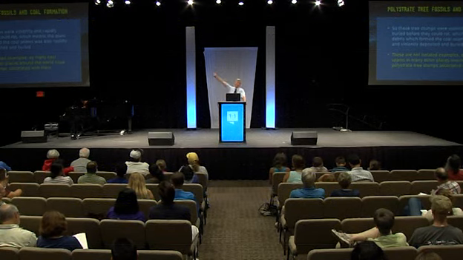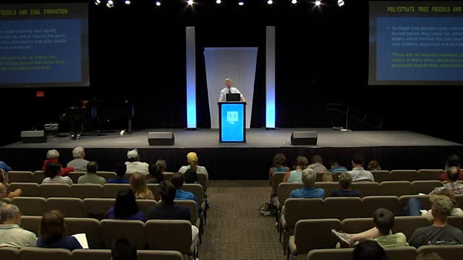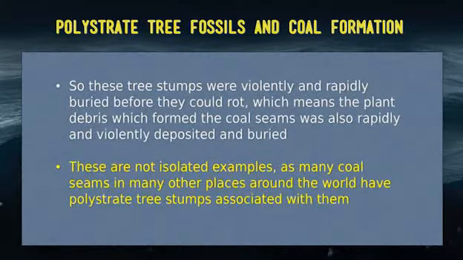You know, that top coal seam had to accumulate all that vegetal matter so rapidly that the tree stump sticking up there didn't rot away. But these are not isolated examples.